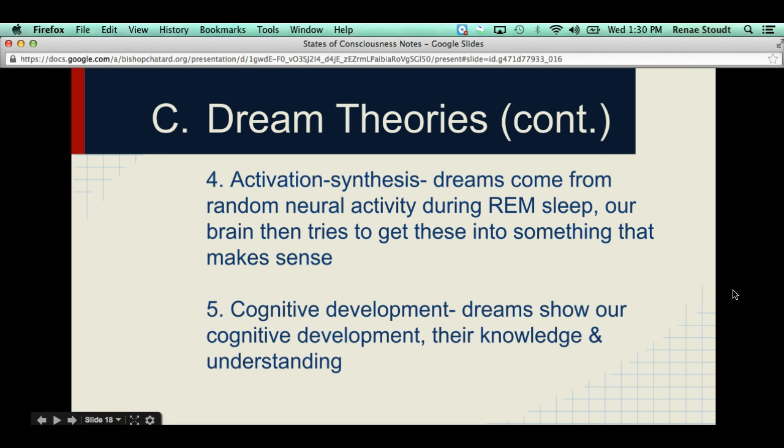The last theory is the cognitive developmental theory, and this is the idea that dreams show our maturity, basically. It shows our cognitive development, our knowledge and understanding of things. So it's basically saying that your dream is going to be different as you age. As you get older, you're going to dream more mature things, okay? The content of your dream is going to change, okay?